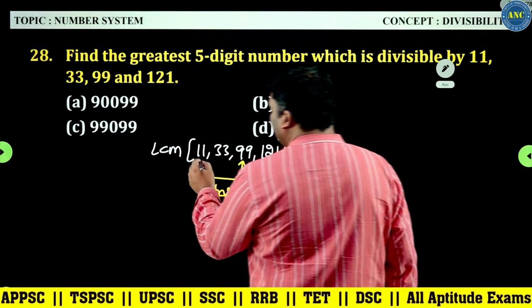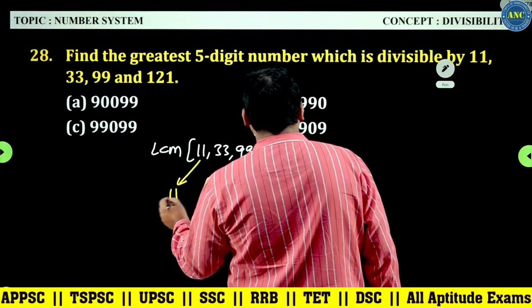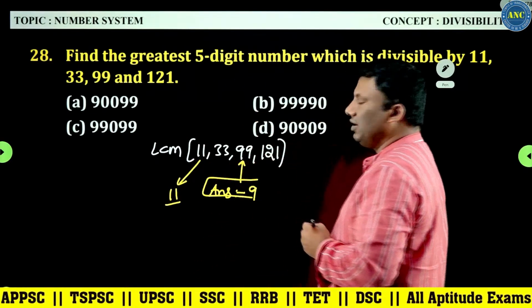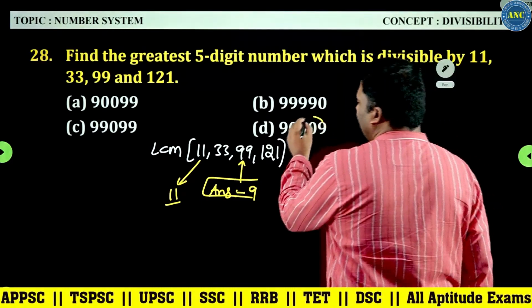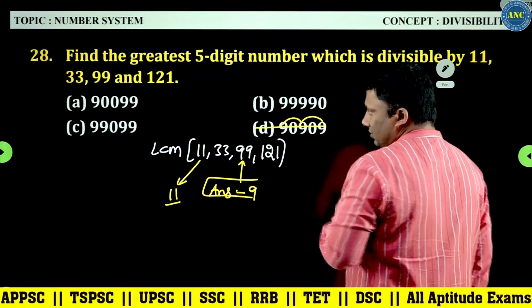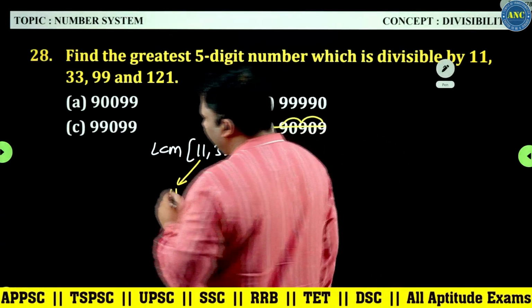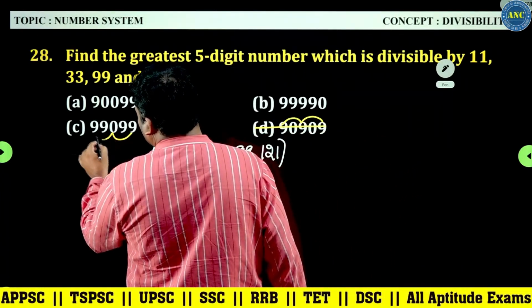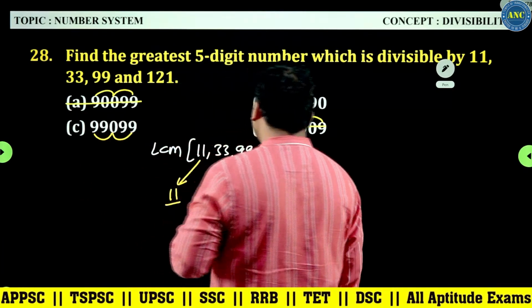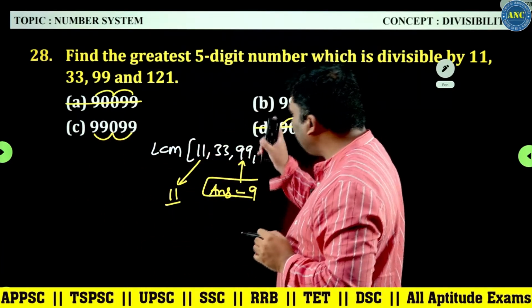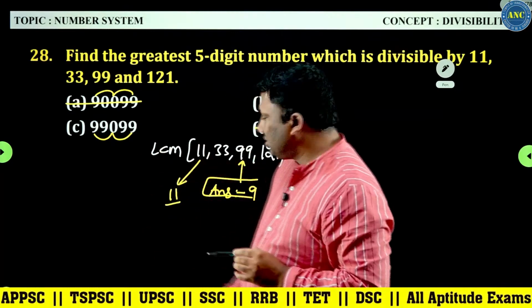The answer should also be divisible by 11. Sum of the odd places, 27. Not divisible. Sum of the odd places, 18 minus 18. It is not divisible. That means the answer is either B or C.